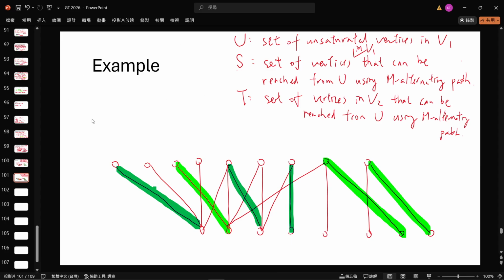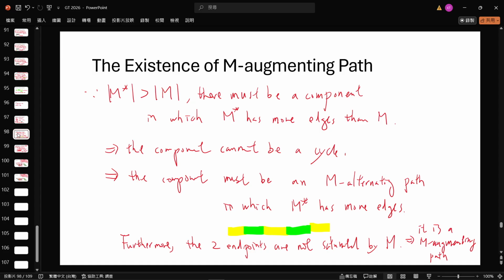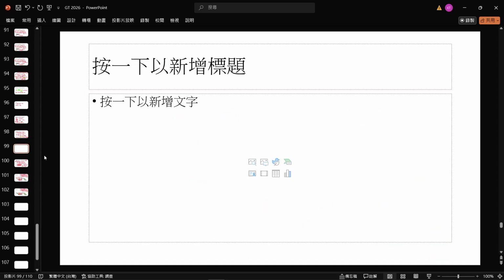I think I haven't written down the algorithm to construct the larger matching based on the augmenting path. So I think I'll do this here.